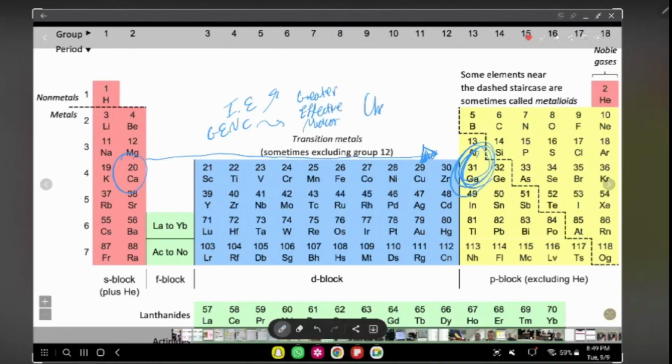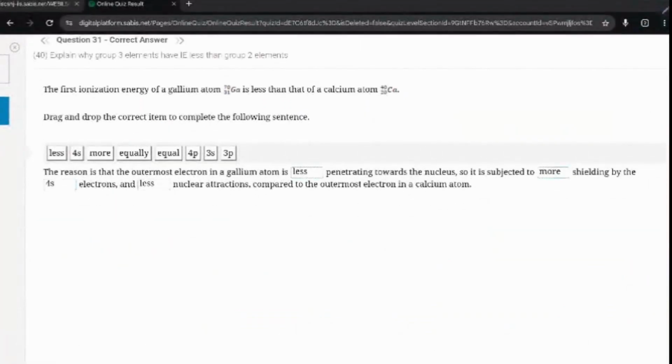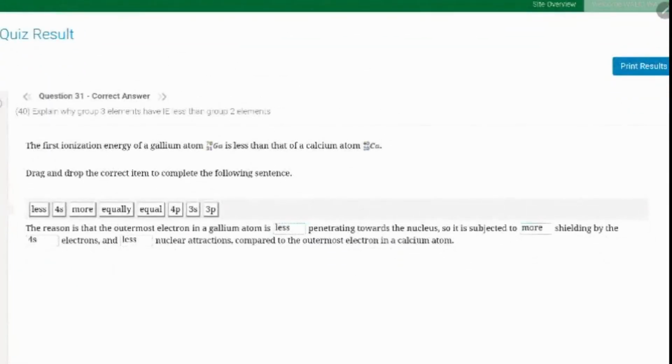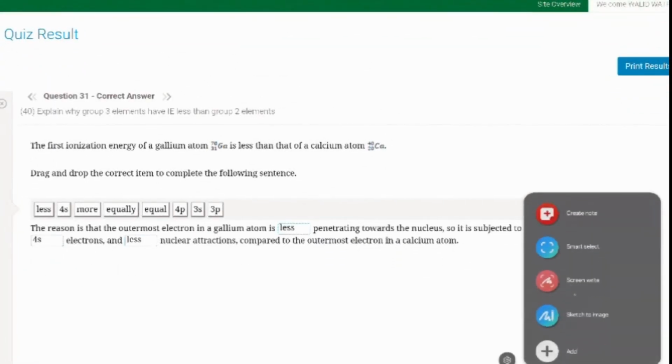Since there's a greater effective nuclear charge, do we need more energy or less energy to put in? More energy. So let's take a look. The reason is that the outermost electron in gallium is less penetrating towards the nucleus, so it's subjected to more shielding by the 4s electrons. Let's explain the answer they put here so that none of you are confused.